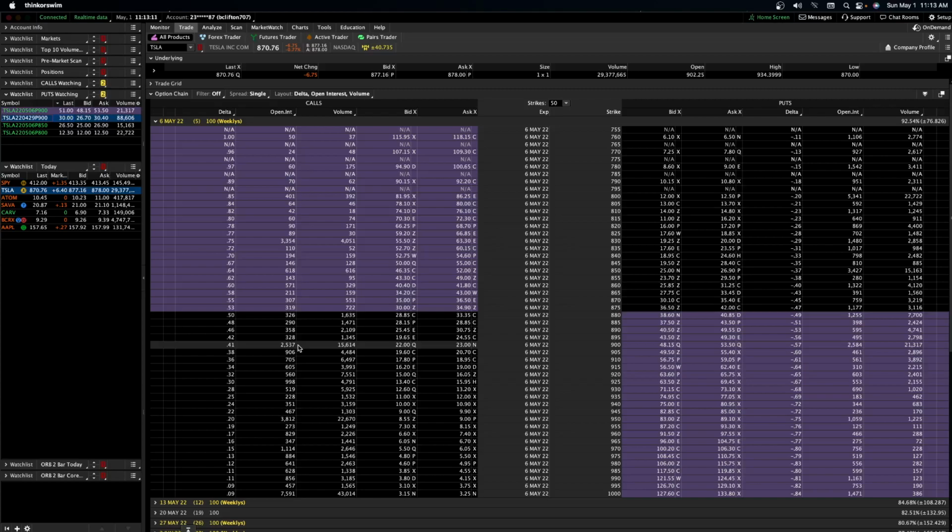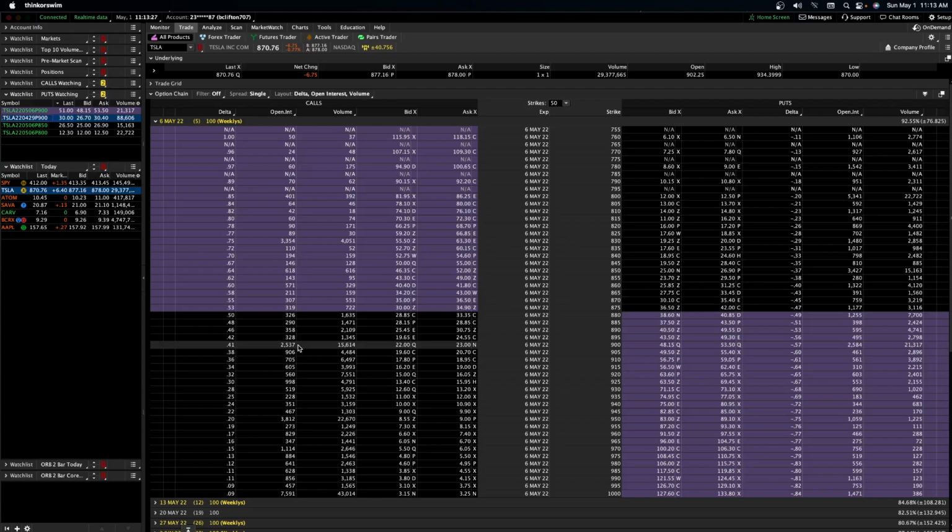So I guess my point is that the closer you get to expiration, especially on same-day expiration, you want to try and trade a little bit closer to at-the-money options. And just make sure and pick one that has good volume.